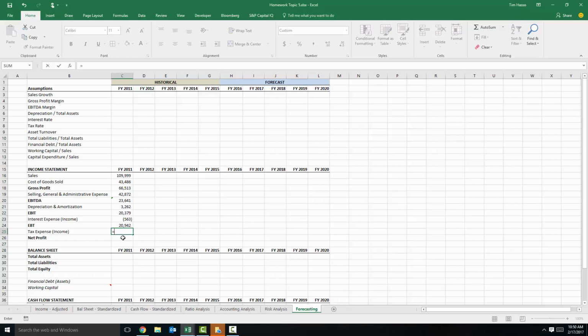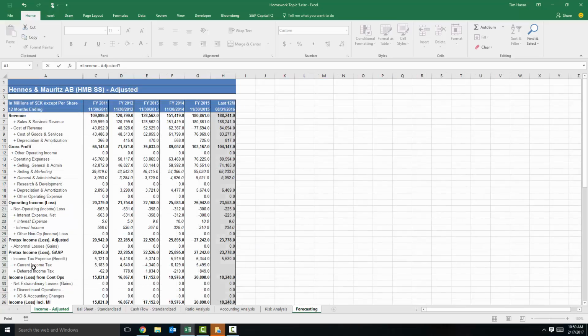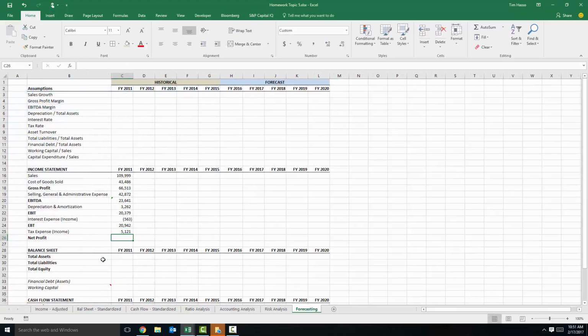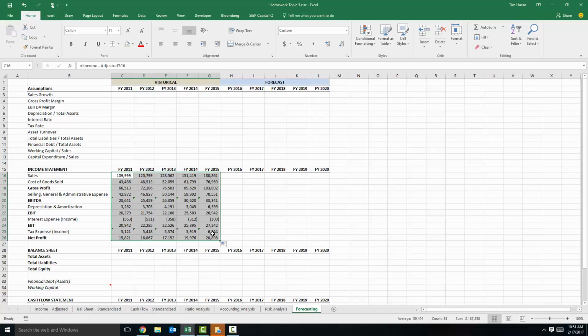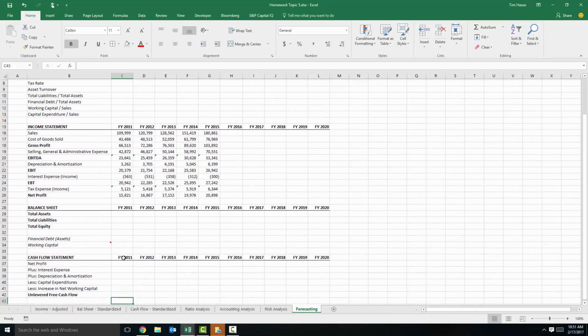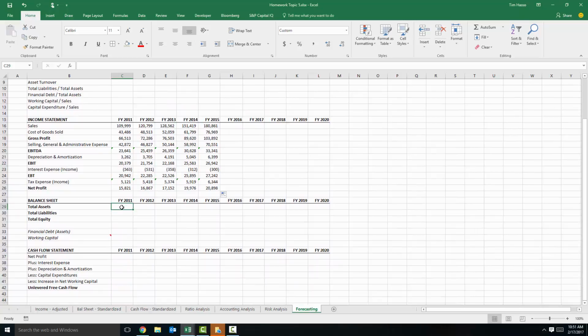Now next we have tax expense, and we go back to the income statement and try to find the tax. If you look at pre-tax income, then in line 29 we see income tax expense in C29, which means that the net profit is effectively just the earnings before tax minus tax, and that is effectively it. Once you have these items, you can drag them forward to 2015 and everything will be calculated for you. The next items that we'll be looking at are for the balance sheet and the cash flow statement.